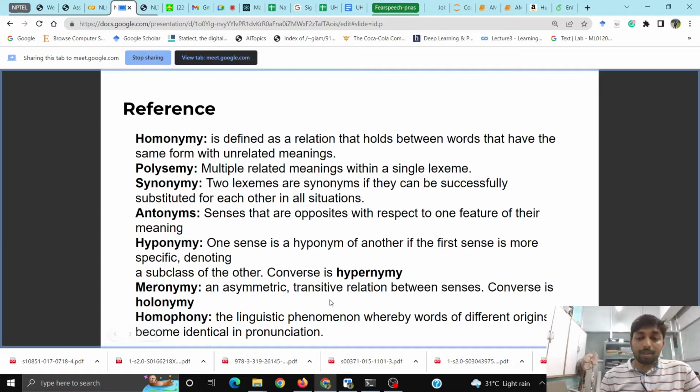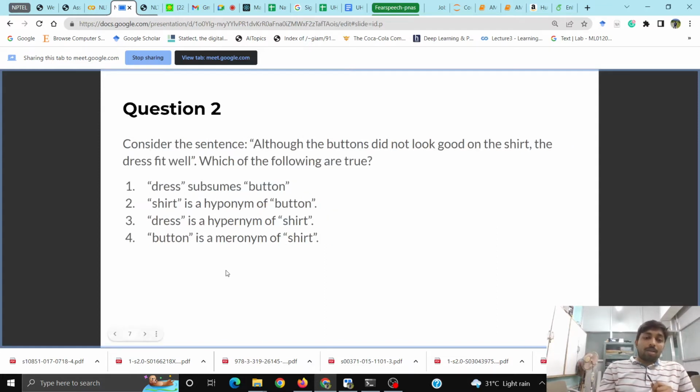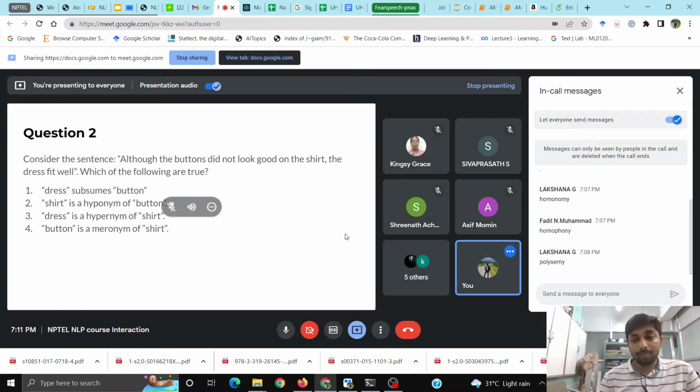And meronym is a transitive relation between senses. This basically means a part of the particular word. So for example, if I say a computer, then it can have parts like mouse or keyboard. So keyboard is a meronym of the computer. So out of this, which one is true? Which of the following is true? Before that, is there any doubt in the first question?